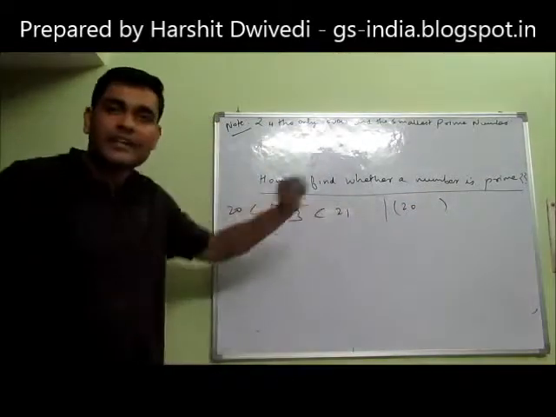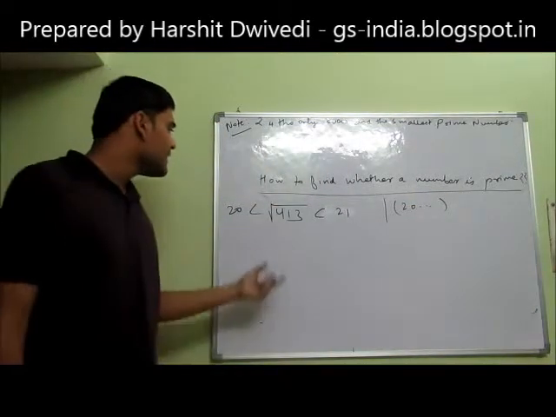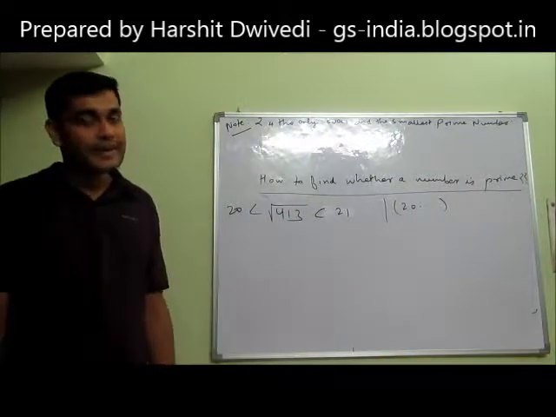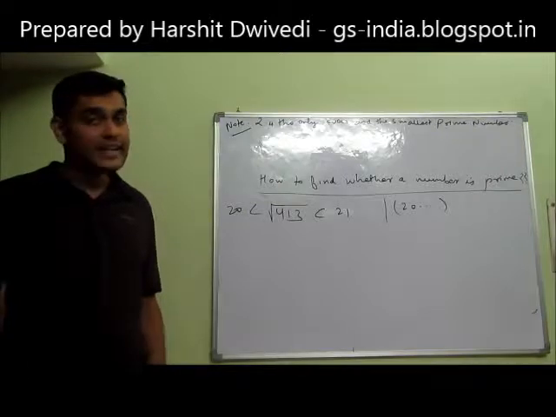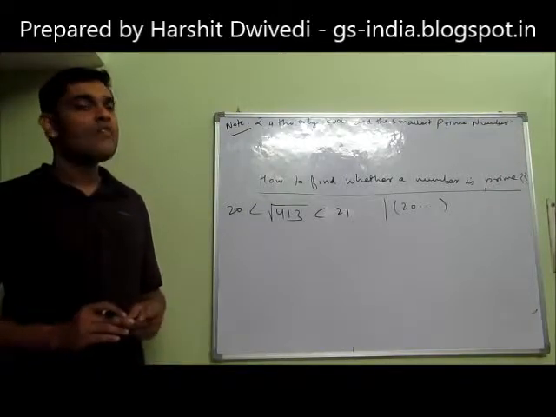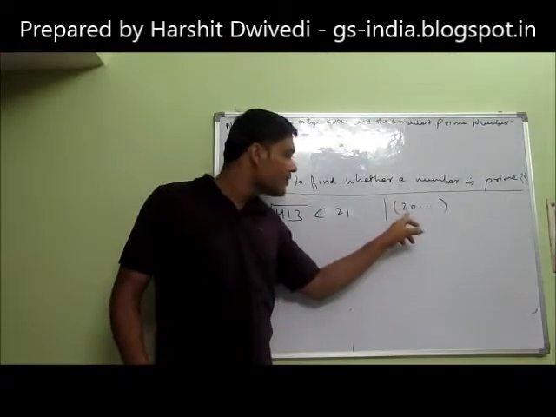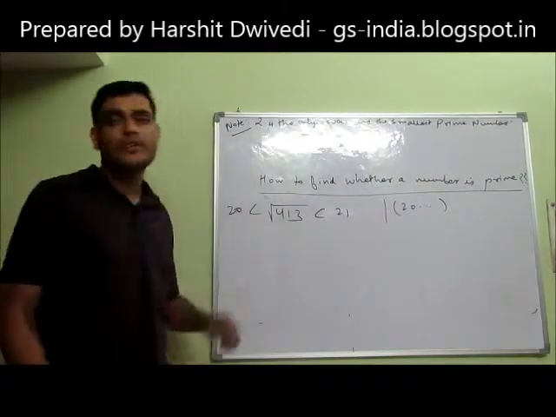Now the logic of factor pairs says that if this number 413 is divisible by some number except 1 and 413, then that factor pair will have one number less than 20 point something, and the other number of that factor pair will be greater than 20 point something and less than 413.